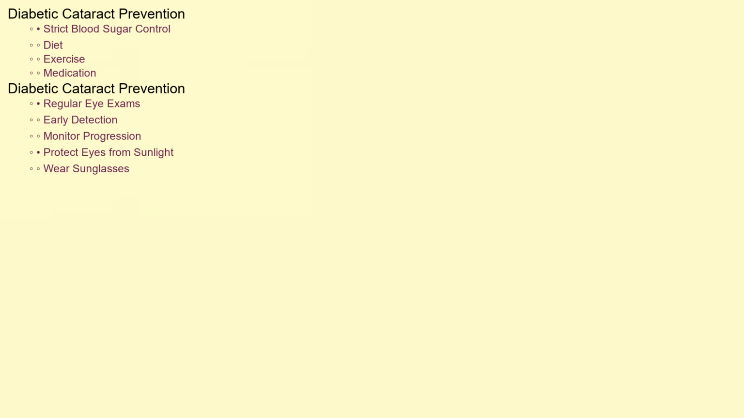Prevention is key. The most important step in preventing or delaying the development of diabetic cataracts is maintaining strict blood sugar control through diet, exercise, and medication as prescribed by your doctor. Regular eye exams are also essential to detect cataracts early and monitor their progression. Protecting your eyes from excessive sunlight by wearing sunglasses can also help.